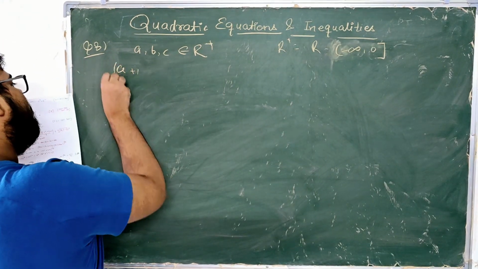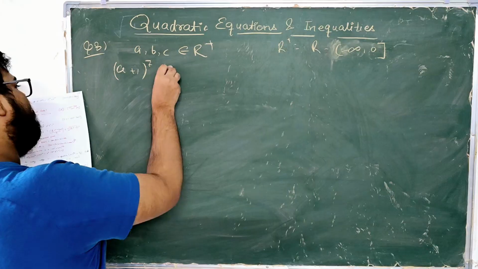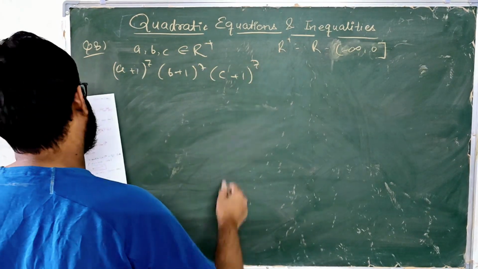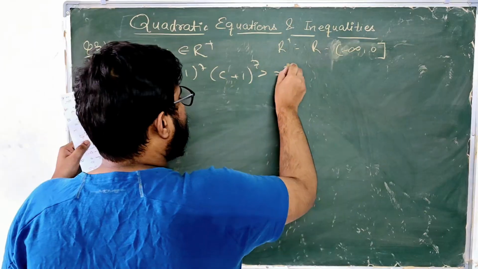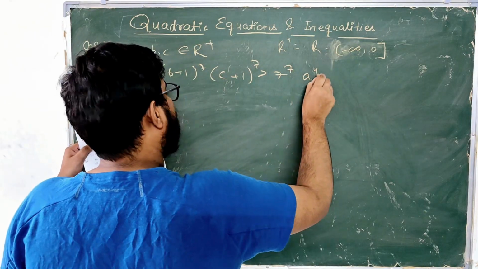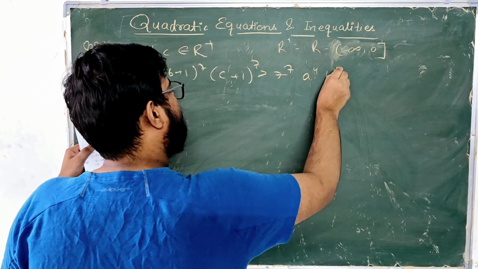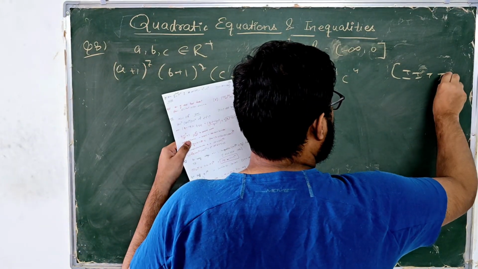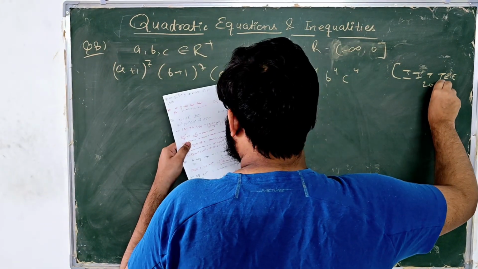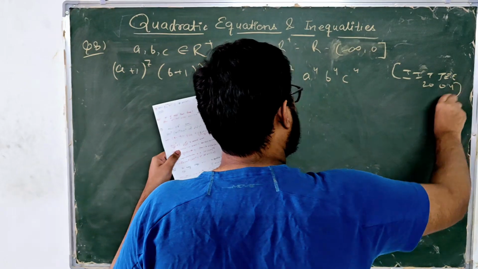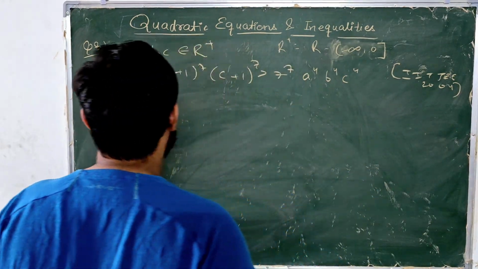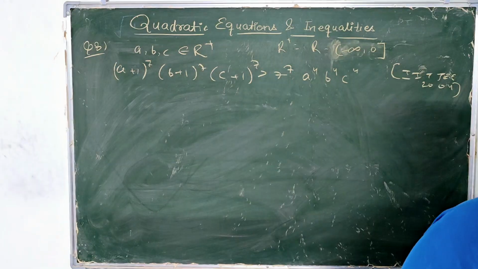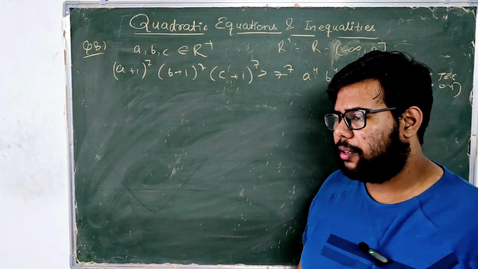So you have to prove (A plus 1) raised to the power 7, (B plus 1) raised to the power 7, (C plus 1) raised to the power 7 is greater than 7 raised to the power 7, A raised to the power 4, B raised to the power 4, C raised to the power 4. This is from IIT JEE 2004. Okay. Now, seeing such kind of problem, many times we think that the AM-GM inequality will work.